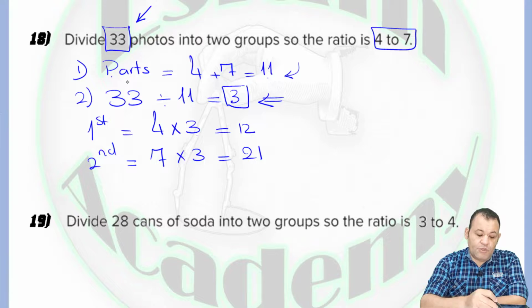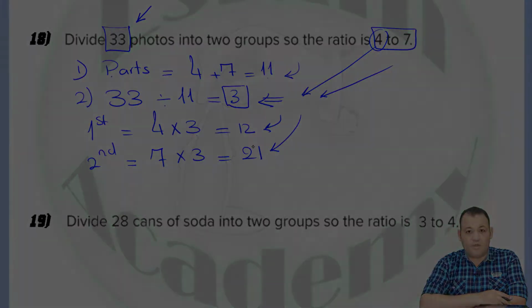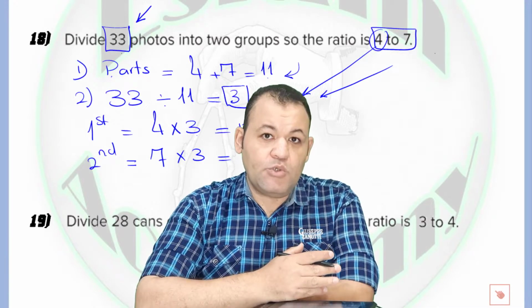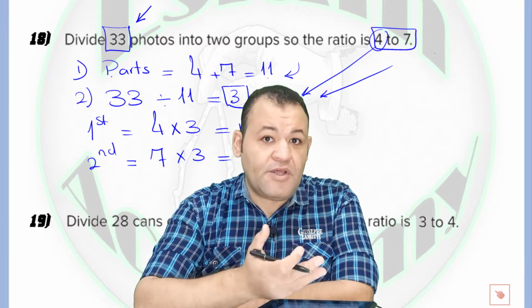So step number 1, you need to find the total number of parts by adding the ratio. Number 2, divide 33 by the number of the parts, which equals 3. Now you have 2 groups, the first and the second. The first group, which is 4 multiplied by 3, the answer equals 12. The second group, which is 7 multiplied by 3, the total number now equals 21. And that's how we can use the ratio to find the number of the elements, and how we can use the number of the elements to find the ratio in the simplest form.